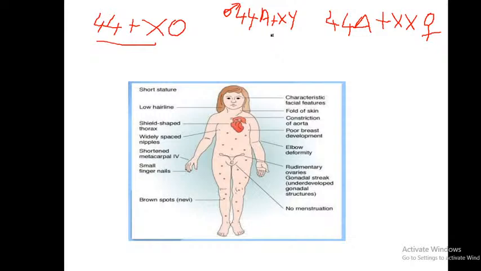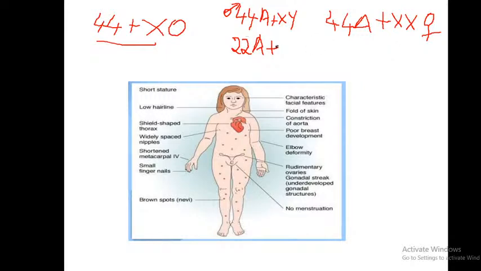And if non-disjunction takes place, the normal gametes which are supposed to be produced from the male are 22 autosomes plus X, one gamete, and 22 autosomes plus Y, another gamete, because this is the male parent. That is a normal condition. And in females, normally the female parent will have 44 autosomes plus 2 X chromosomes. In the normal condition, 22 autosomes plus 1 X will be one gamete, and 22 autosomes plus 1 X will be another gamete. That is a normal condition.